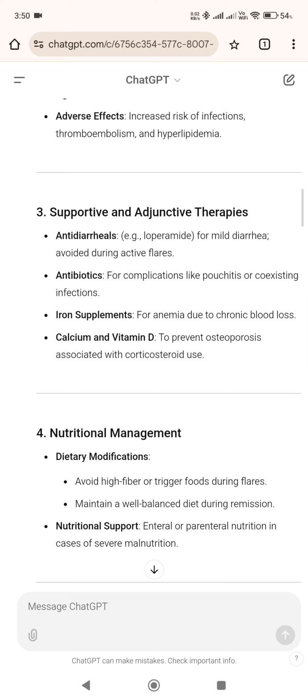Antidiarrheals, e.g. loperamide for mild diarrhea, avoided during active flares. Antibiotics, for complications like pouchitis or coexisting infections. Iron supplements, for anemia due to chronic blood loss. Calcium and vitamin D, to prevent osteoporosis associated with corticosteroid use.